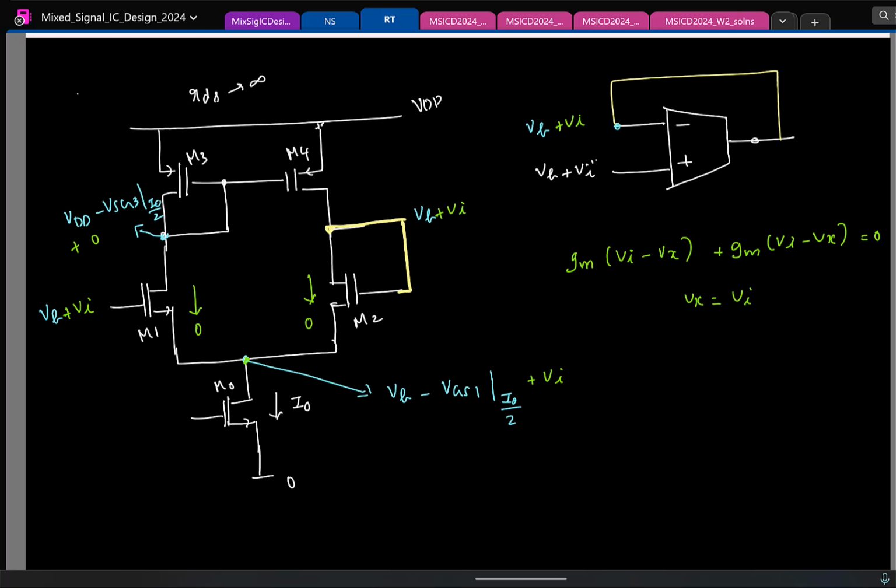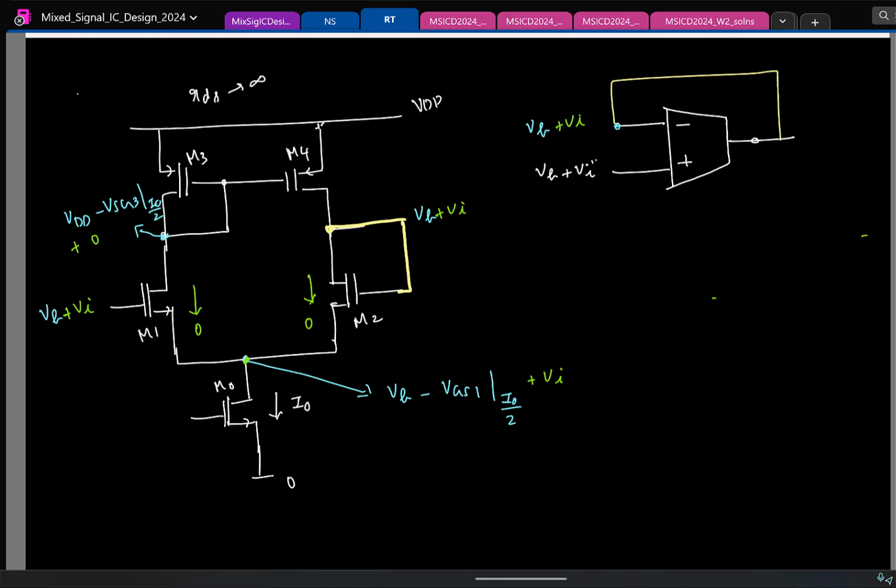Yeah, I have. What is the operating point current in the transistors? I0 by 2, I0 by 2. Now due to the small signal excitation, there is no change in the current. So will the transistors go into cutoff? So that's one nice thing. So you don't have to worry about cutoff.